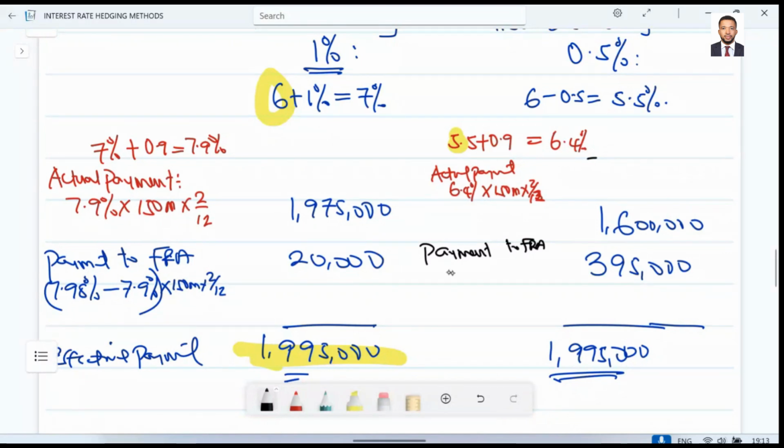Which is 7.98% minus 6.4%, then multiply by 150 million, multiply by 2/12. It should give us 395,000. That's all about FRA, no thinking at all.